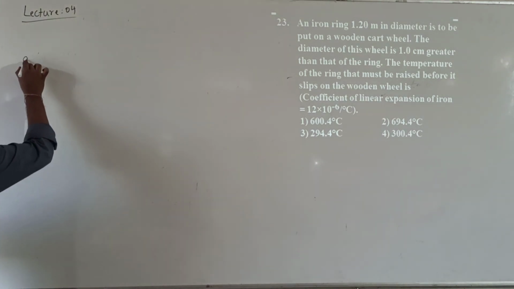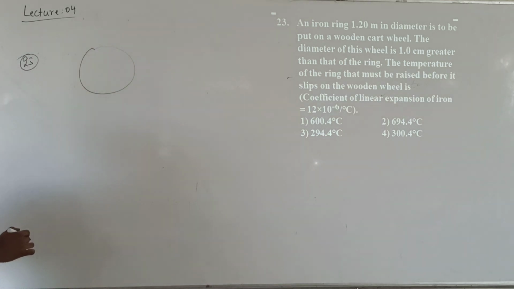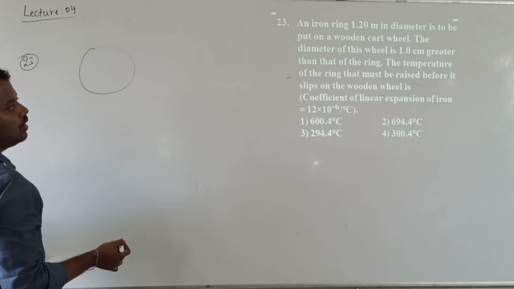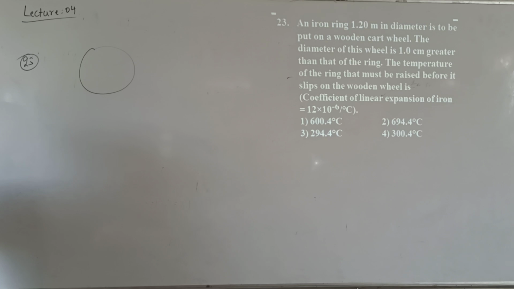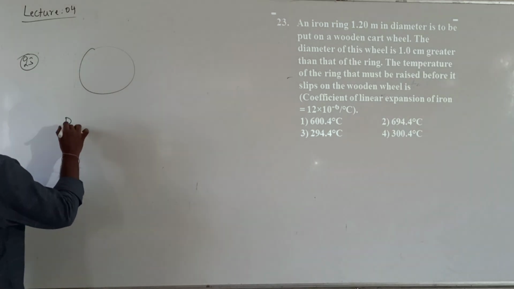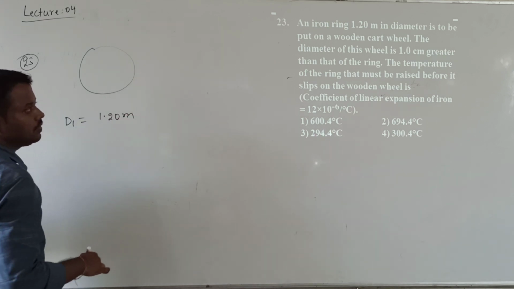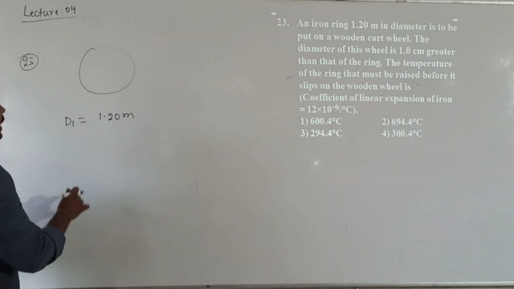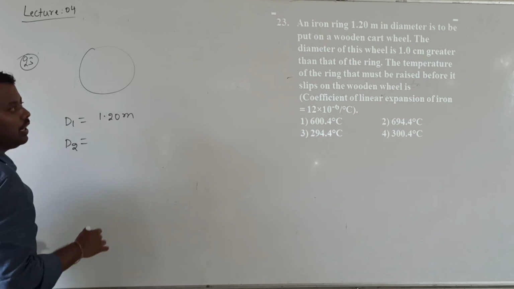So question number 23. What they have given is one wooden wheel, and they want to fix one iron ring onto that wooden wheel. What is the iron ring diameter they have given? What is the initial diameter of the ring? So D1 is 1.20 meters. That is the diameter of which one? The ring. Now what is the diameter of that wooden cart?